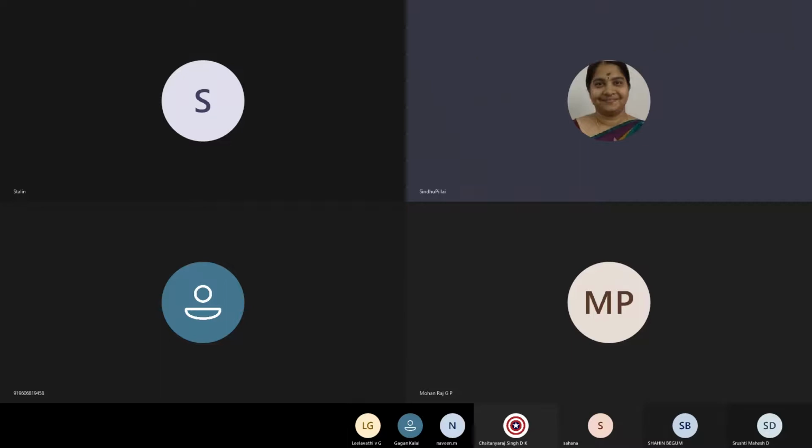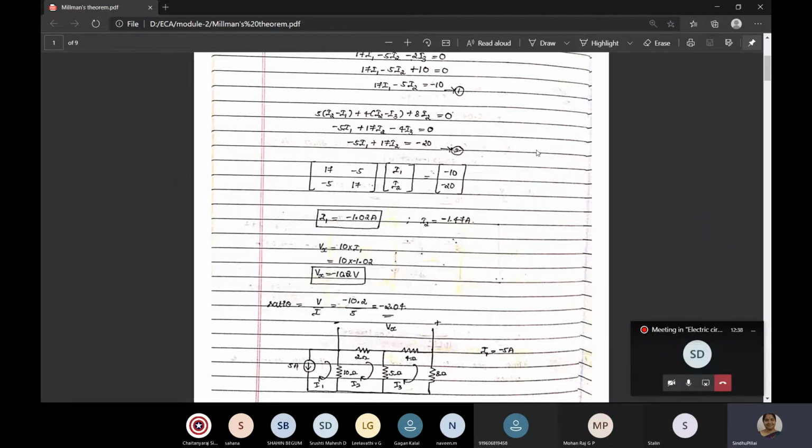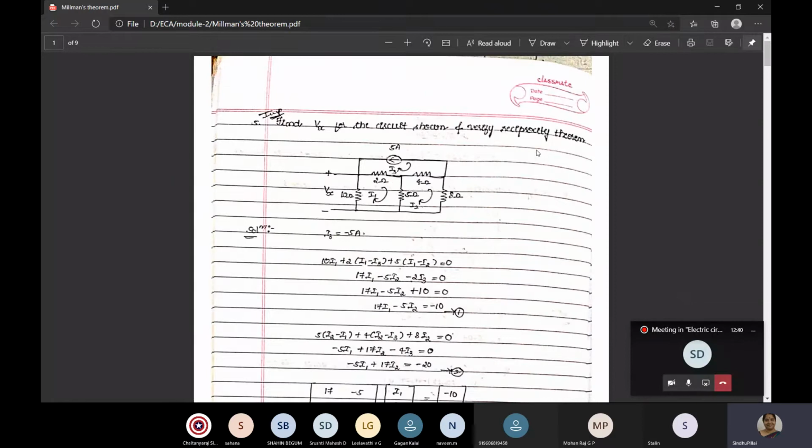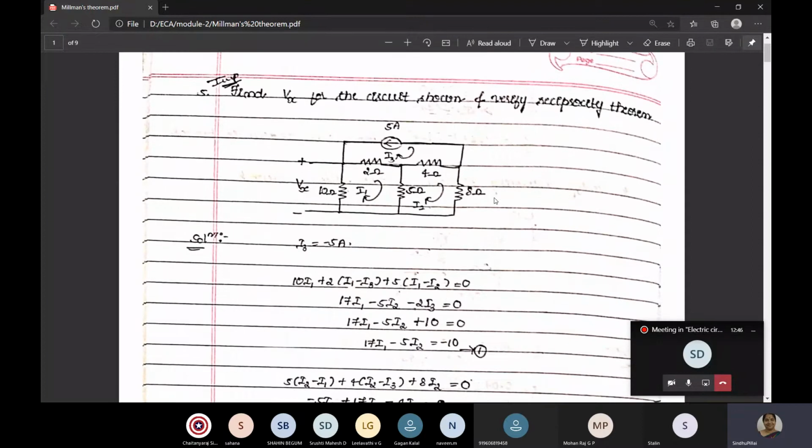So we'll see one of the examples of the reciprocity theorem. First we'll see that and then we'll move on to Millman's. So what was the reciprocity theorem? What was the statement? Whenever the excitation and response are interchanged, the ratio V by I remains constant.